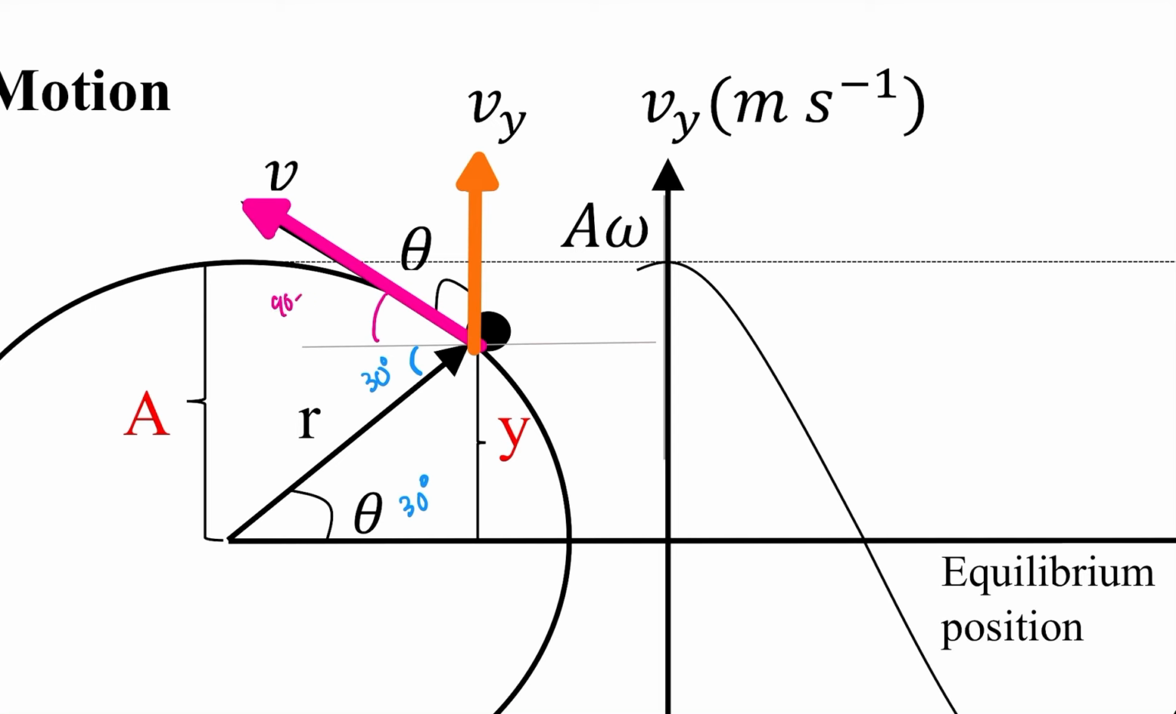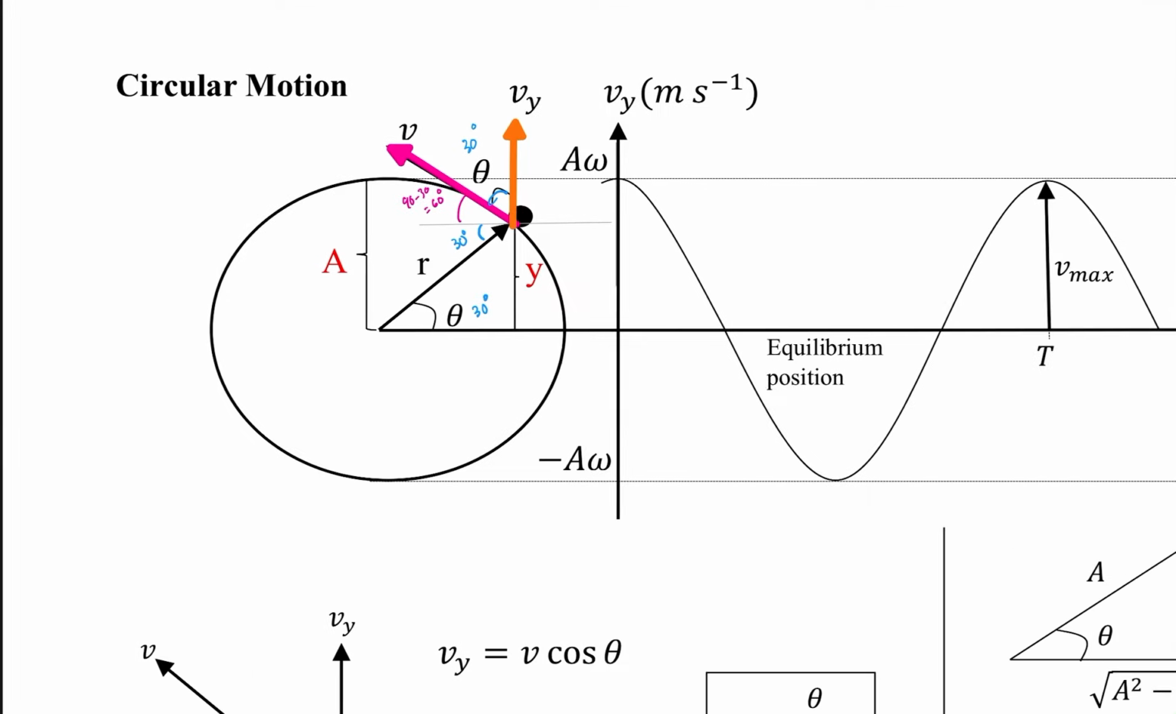90 minus 30. Sorry, 60 degree. Okay then, Vy, this will be our axis here. Here is our axis, so Vy with this is 90 degrees. So here is 60, here becomes 30. Clever of you. So here is 30 degree. So we can get Vy like that.